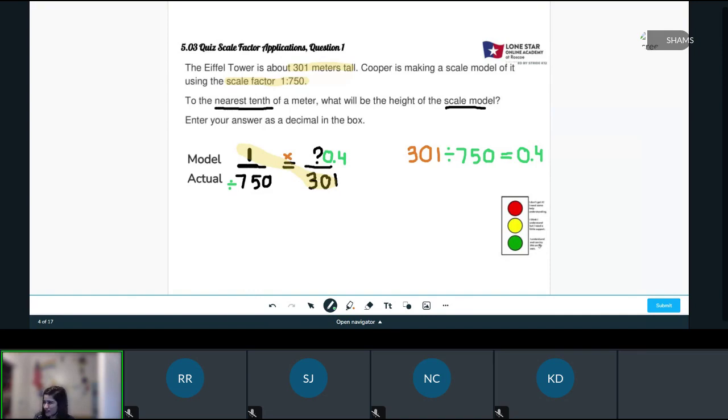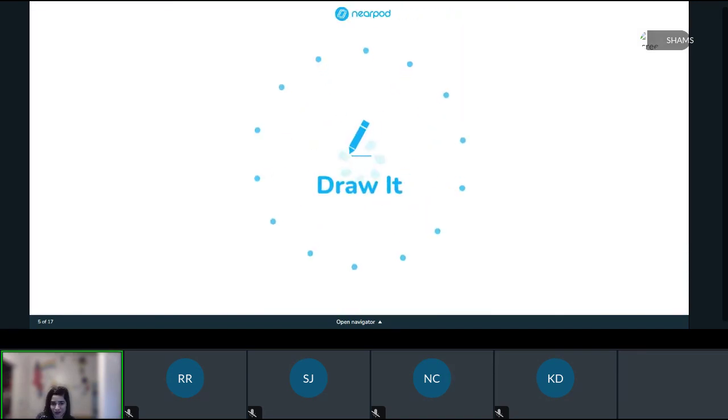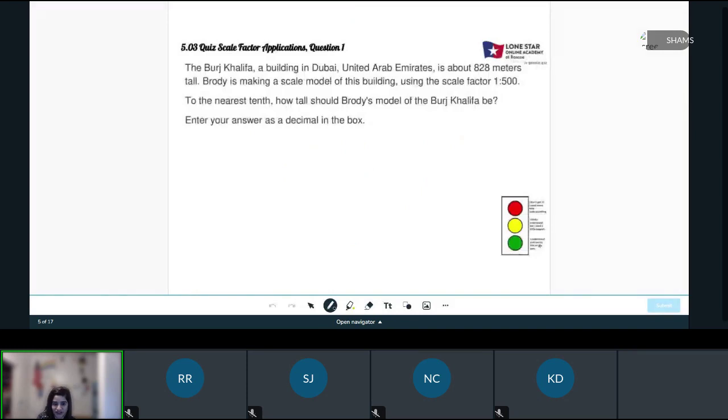Third variety of question 1. Here's the third variety of question 1. The question says, there's another name of a tall building in Dubai. Says Burj Khalifa. A building in Dubai, United Arab Emirates, is 282 meters tall. It is a tall one, right? Birdie is making a scale model of this building using a scale factor of 1 ratio 500.